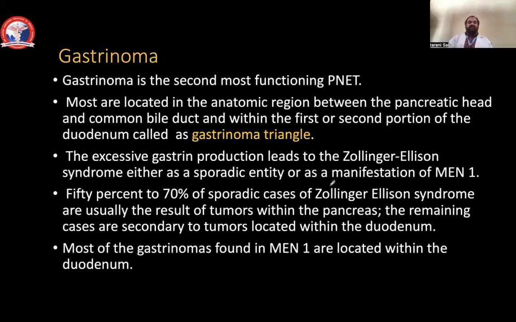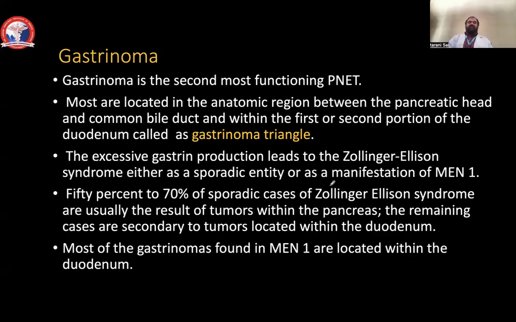Gastrinoma. Apart from insulinoma, this is the second most common functioning PNET. These are located in the anatomical region between the pancreatic head and the common bile duct and within the first or second part of the duodenum, called the gastrinoma triangle.